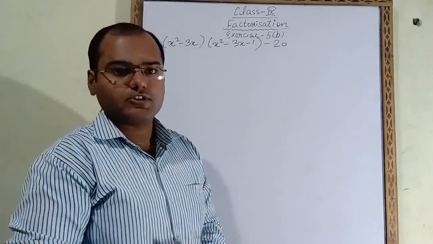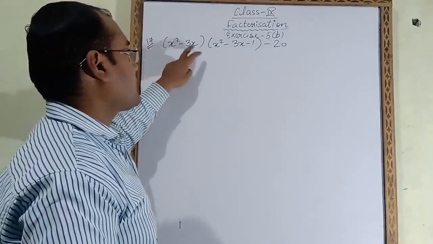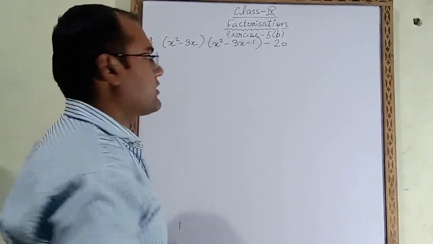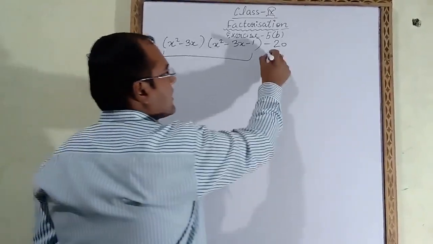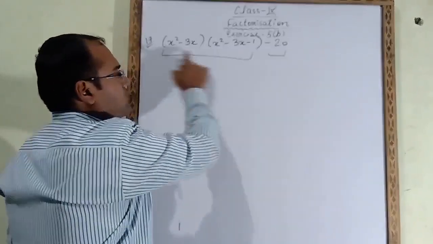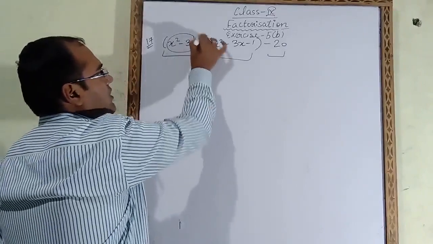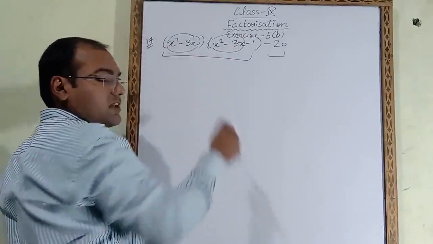Now see question number 17. Question number 17 is x square minus 3x bracket x square minus 3x minus 1 minus 20. These two brackets are coming together, that means this full is one term and this is another term. So nothing is common in these two terms. So what we have to do, here we will observe that x square minus 3x is coming here also and here also, but these two are coming in single term.